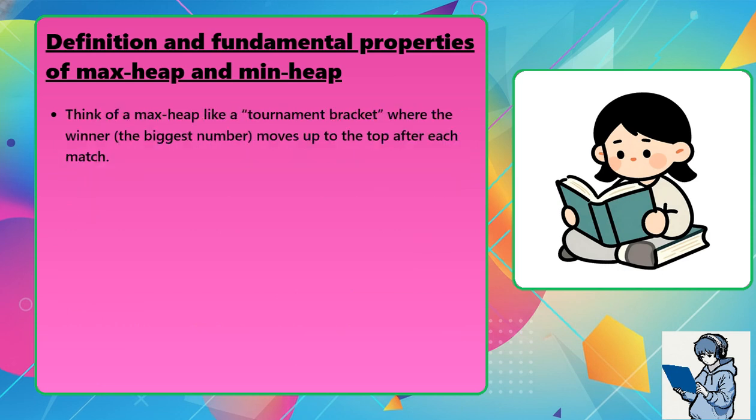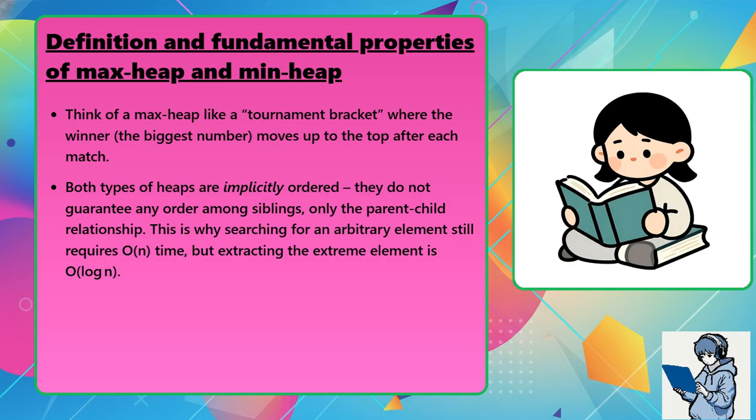Think of a max heap like a tournament bracket, where the winner, the biggest number, moves up to the top after each match. Both types of heaps are implicitly ordered. They do not guarantee any order among siblings, only the parent-child relationship. This is why searching for an arbitrary element still requires O(n) time, but extracting the extreme element is O(log n).